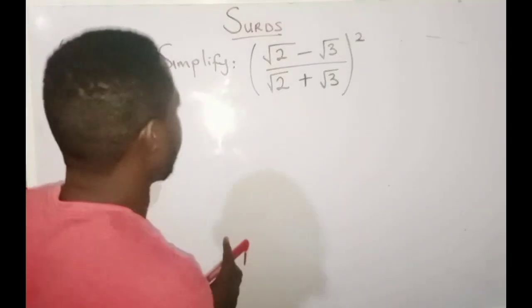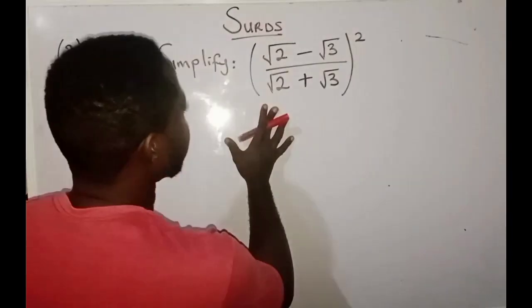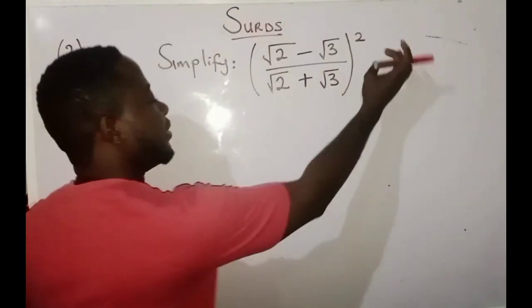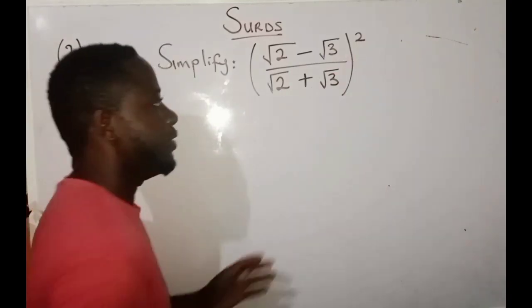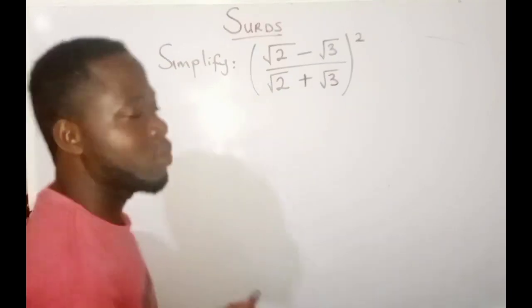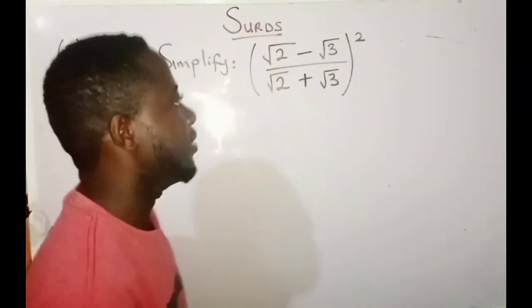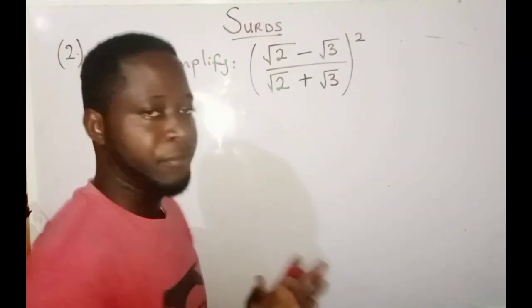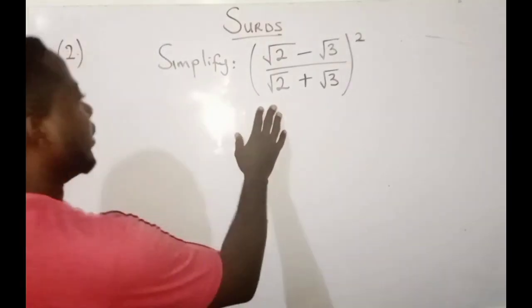Take a look at example 2. You notice that example 2 is having raised to power of 2. Alright, so in that case, we are not going to rationalize directly like that in order to avoid confusion. Okay, so what do we do?